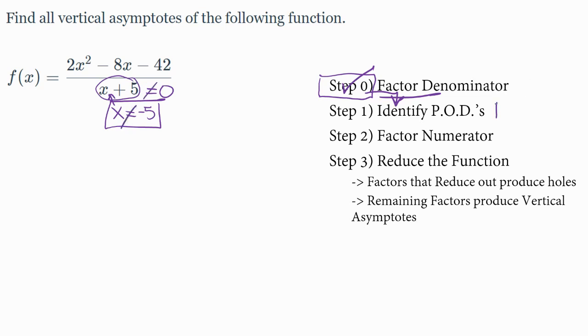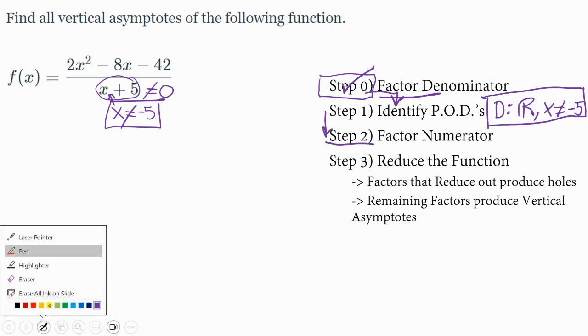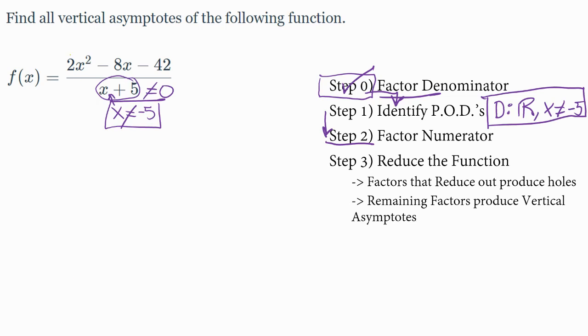So my domain is all real numbers, comma, x can't be -infinity or -5. So our job is to now classify what that is. What is x equals -5, a vertical asymptote or a hole? So to do that, we have to run through the second step, the factor the numerator step. Well, this time our numerator takes a little work. I recognize that they all have a common factor of 2.